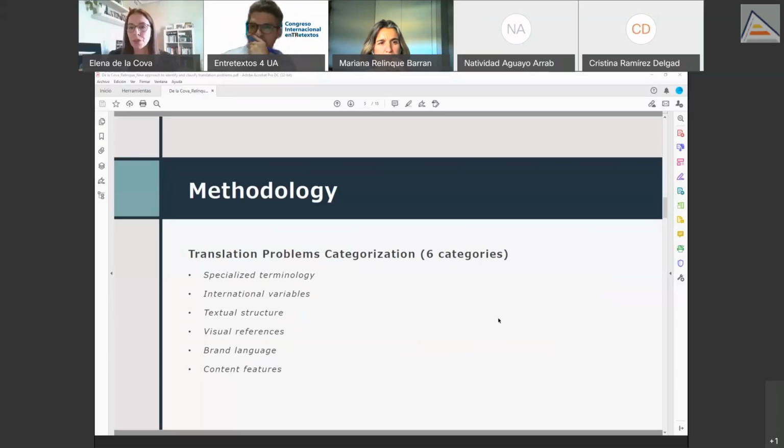We believe that with this categorization, students better understand the context and why these elements become a problem. It also gives them the chance to identify factors. For example, if it's a problem related to international variables, what factors affect the translation of such a specific element, and how to solve it. And they reflect on these specific elements. How this works, Mariana is going to tell you now, so I'll pass the floor to her.